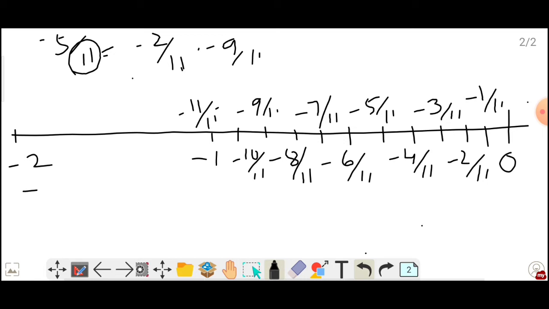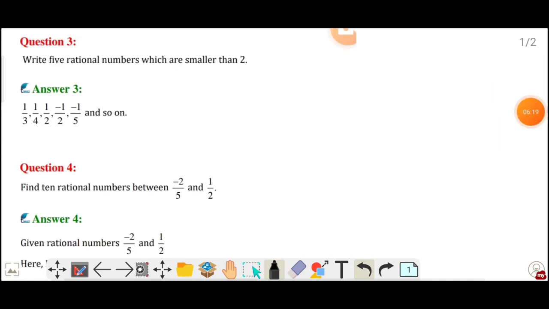We need to locate minus 2 by 11. Where is minus 2 by 11? This point. I will call it P point. P point is the representation of minus 2 by 11. Next one, minus 5 by 11. Here it is. I will call this Q point. Q is the point representing minus 5 by 11. Last one, minus 9 by 11. This point is R point. R is the point representing minus 9 by 11. This is your answer.